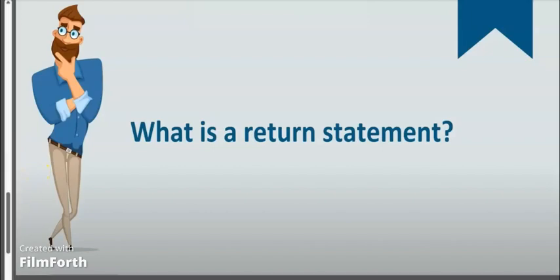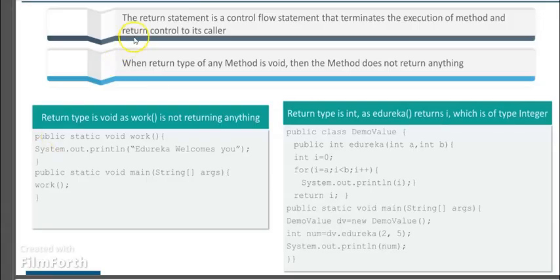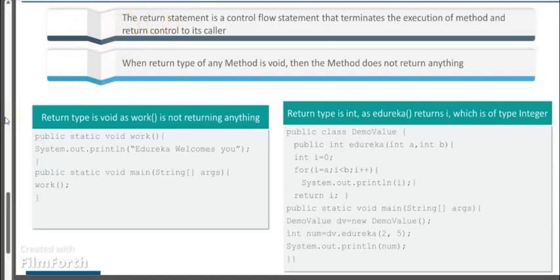So if you go to the return statement, here I have clearly mentioned that the return statement is a control flow statement that terminates the execution of a method and returns control to its caller. So it is a control flow statement. We have studied what return is.